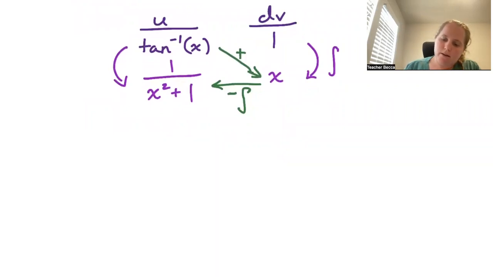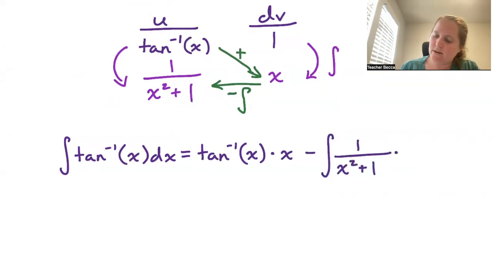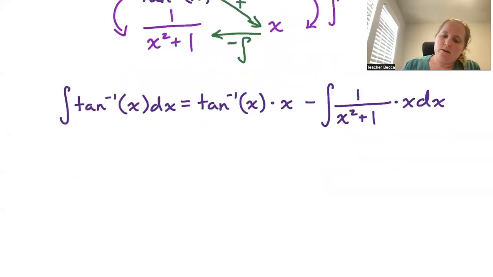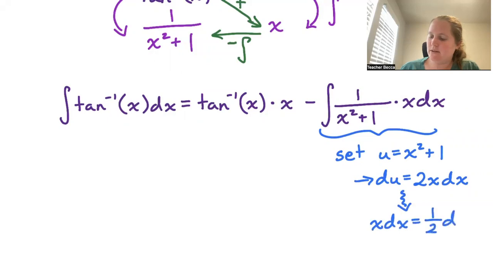We wind up getting that the integral of tan inverse of x dx is equal to tan inverse of x times x minus the integral of 1 over x squared plus 1 times x dx. That integral on the right lends itself perfectly to u substitution. If we set u equal to x squared plus 1, then we have du is 2x dx. And so that means that the x dx that we can see is just 1/2 du.